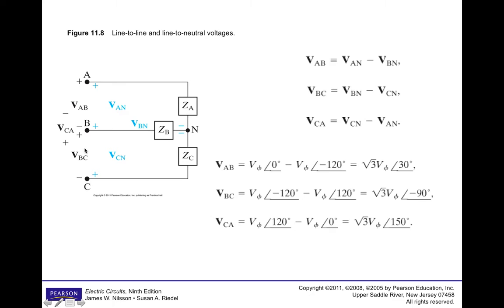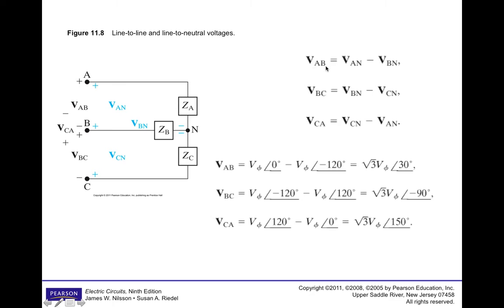So if we wanted to get an expression for one of these line-to-line voltages in terms of the line-to-neutral, then we could do that by writing a KVL equation around these loops. So I would have this loop for the AB voltage, this loop for the BC voltage, and then one big loop around the outside for the CA voltage. And that's exactly what's shown in these equations here.